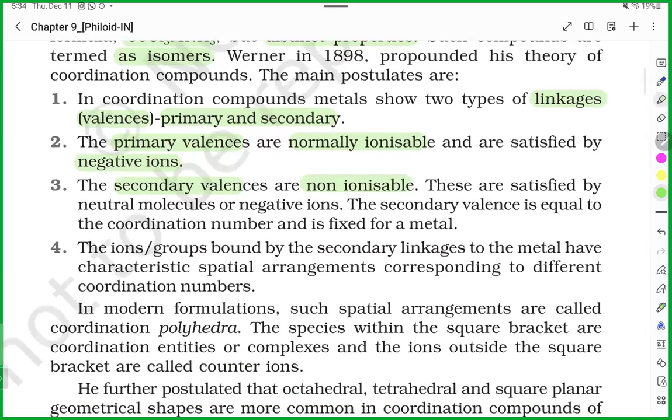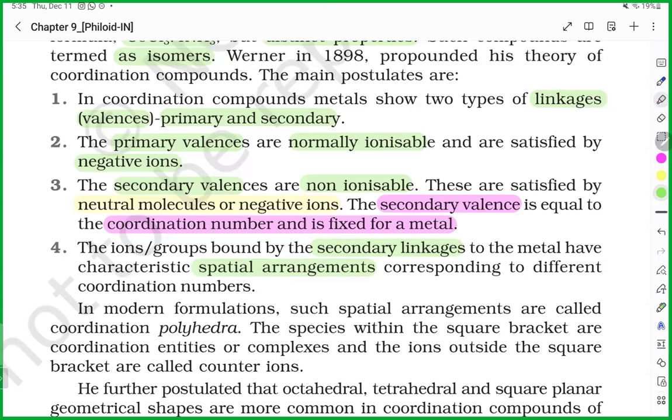And remember, not only neutral molecules, secondary valence can be satisfied by negative ions also. Like chlorine is a negative ion, but ammonia is neutral. Both can form secondary valence, correct? And secondary valence is equal to what? Coordination number. And this is fixed for a metal, like in case of cobalt, every time it is six, right? And whenever there is a secondary valency, secondary linkage, then there will be special arrangement depending upon the coordination number.